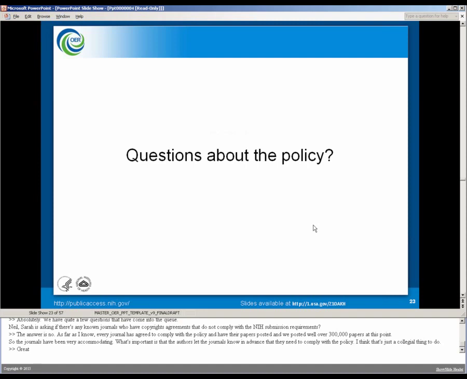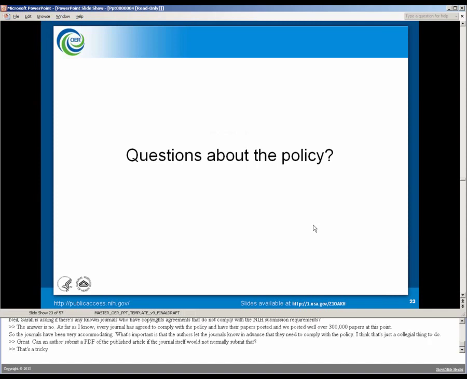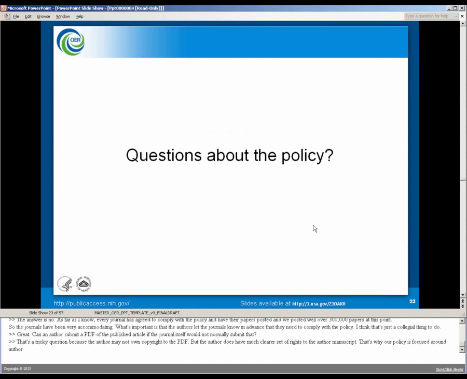Can an author submit a PDF of the published article if the journal itself would not normally submit that? That's a tricky question because the author may not own copyright to the PDF, but the author does have a much clearer set of rights to the author manuscript, and that's why our policy is focused around author manuscripts, not publisher PDFs.